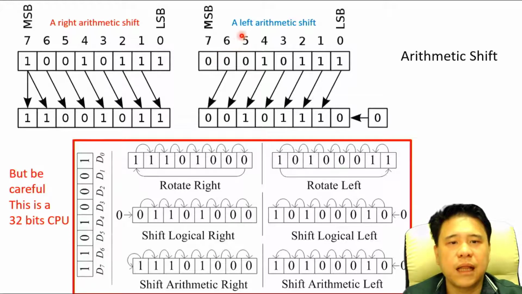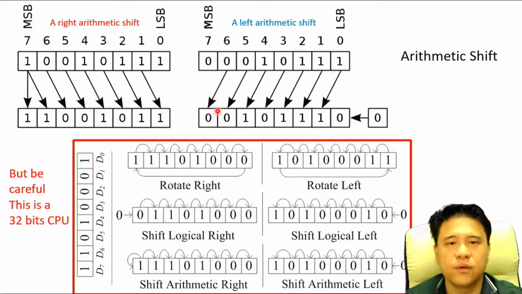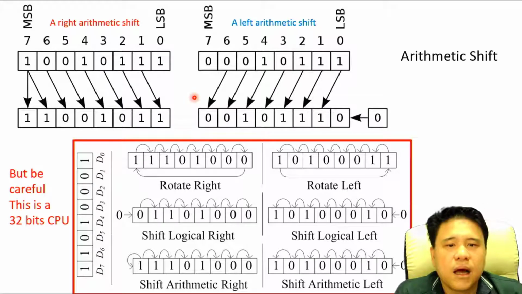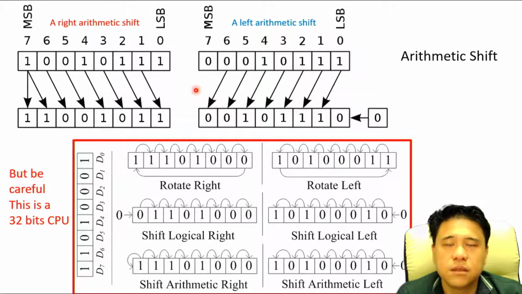Okay, how about a left arithmetic shift? In this one, if you can see, it shifts to the left, right? But in this one, you have to make sure that the last one here is still 0. Okay. For this one, you will find out very complex situations. Why? Because if you have 1 here and you shift this 0 into here, what is going to happen? Your sign is gone, and this is not good.